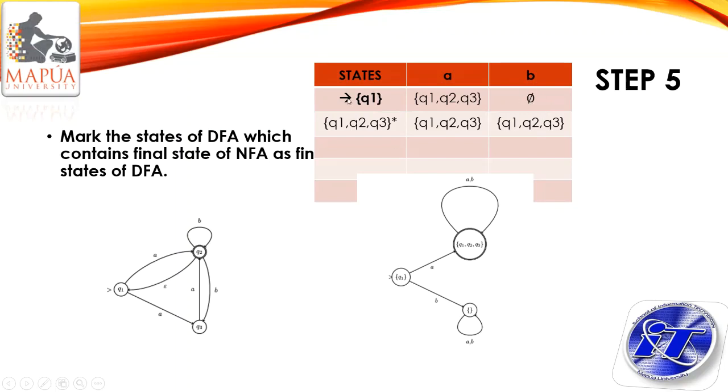So Q1 is the initial state. If it's A, it will go to Q1, Q2, Q3, and it will loop within itself when it reaches Q1, Q2, Q3. But if it's B from Q1, it will go to a trap state, and then any value will just loop within itself. So this is the DFA equivalent of this NFA.